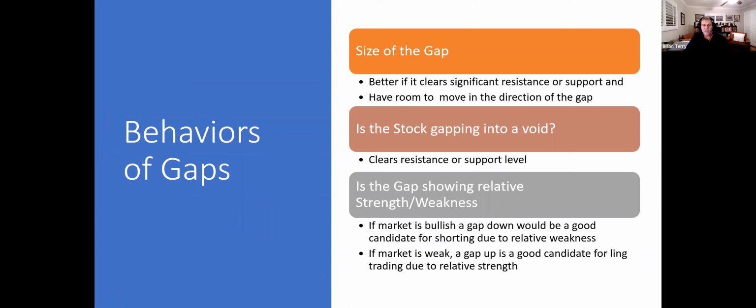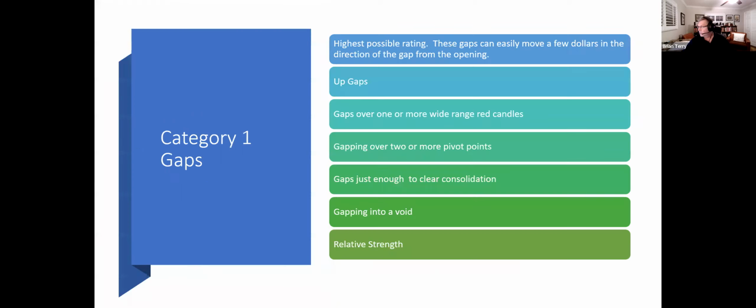And if the market is bullish and you see something gap down, then that's relative weakness. And if the market is weak, and this one just blew through the gap, then we want to be looking at it from a bullish standpoint. Does that make sense, everybody? Okay. Yes.